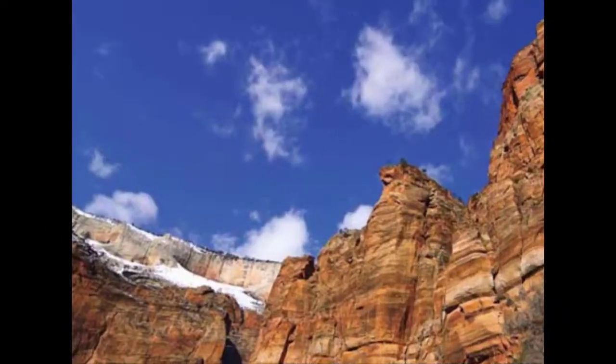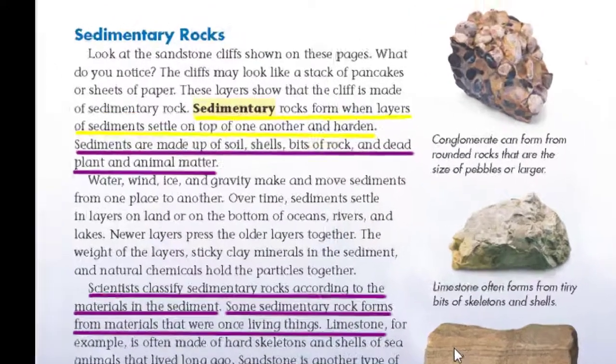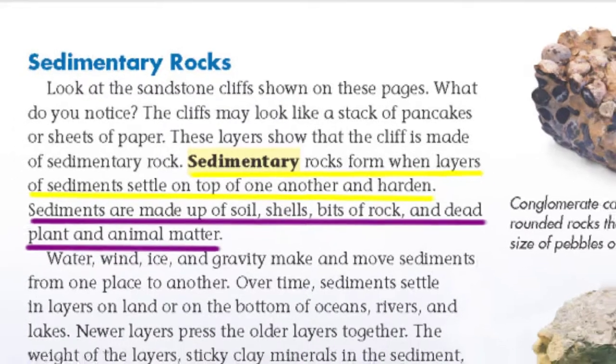Let's start today's lesson about the second type of rocks, sedimentary rocks. What is sedimentary? Sedimentary rocks form when layers of sediment settle on top of one another and harden. What is sediment? Do you remember, guys? We studied sediment before. Yes, sediments are made up of soil, shales, beds of rocks, and dead plant and animal matter.